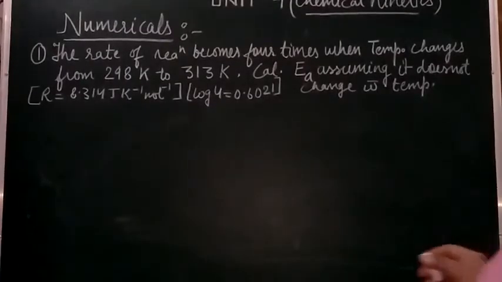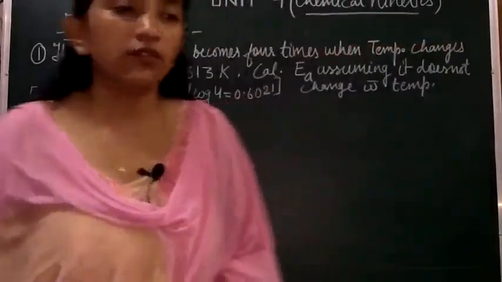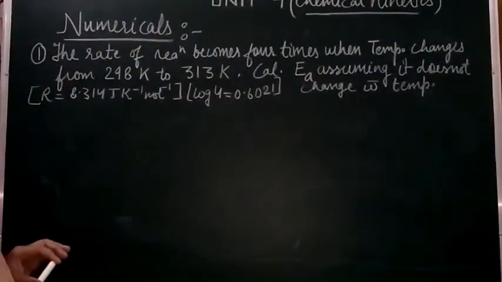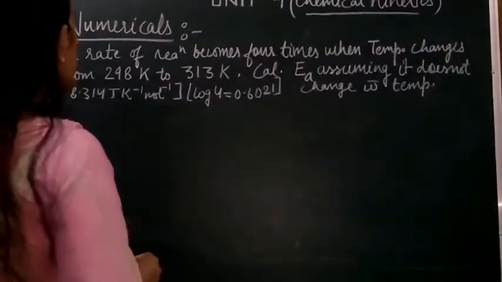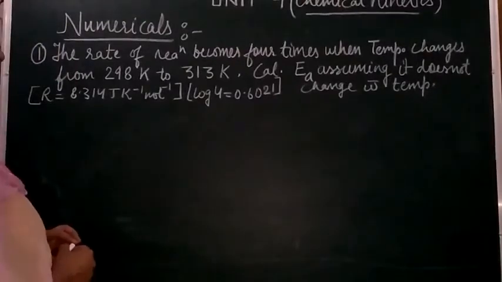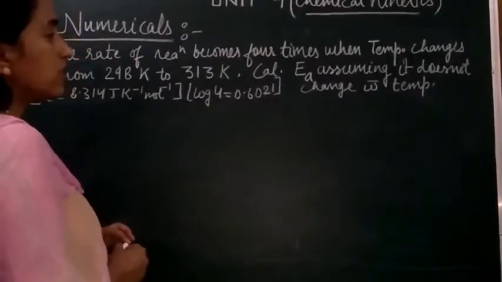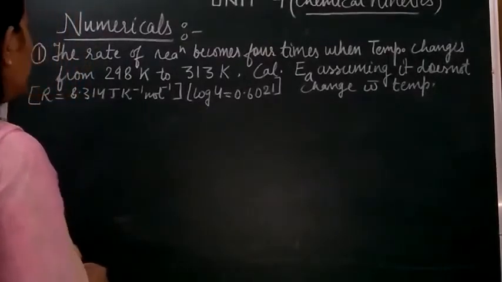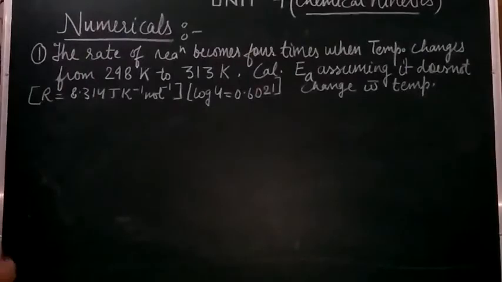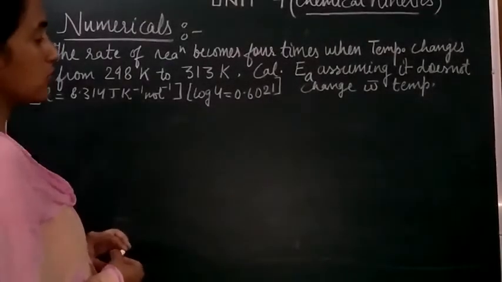Now students, you can see on the board that I have written a numerical here. The rate of the reaction becomes nearly 4 times when the temperature changes from 298 Kelvin to 313 Kelvin. We have to calculate the activation energy assuming that it doesn't change with temperature. The gas constant value which is given to us is 8.314 joule per Kelvin per mole, and log 4 is given to us as 0.6021.